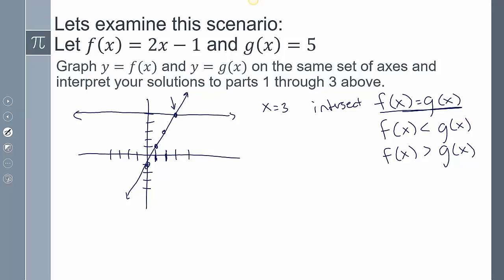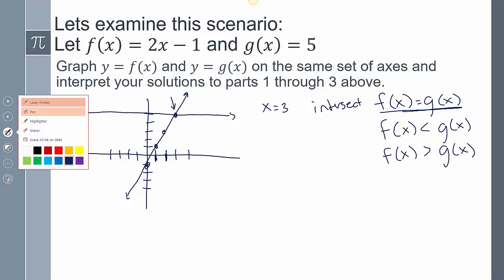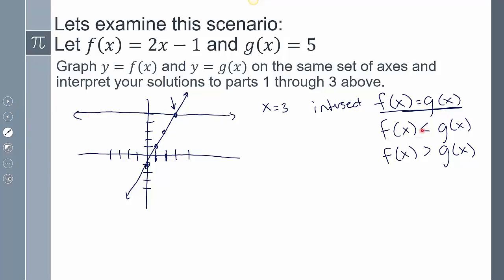The next one, f of x is less than g of x, this is saying where on this graph is my function f of x smaller than g of x. And so we said that the answer was x is less than 3. Now if you notice on our graph, where 3 was, everything less than that, this was smaller than the graph. If this was 5, this side for my function is going to be less than that. And so that's why we said my solution is going to be x is less than 3.